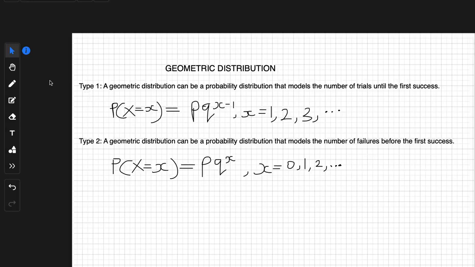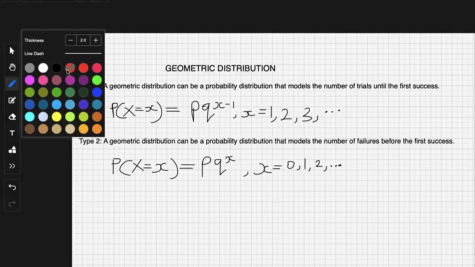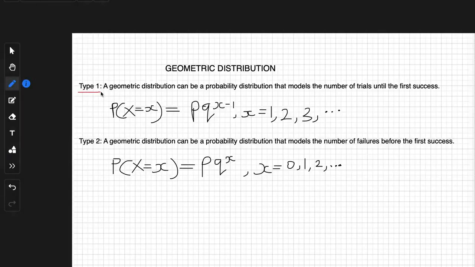It can be of type 1, and if it is of type 1, then it means that we are concerned about the number of trials until the first success. What do we mean by that? That means we try maybe once, we try the second time, the third time, the fourth time, and perhaps our success may happen the fourth time. So if we don't get success, we'll continue to try.